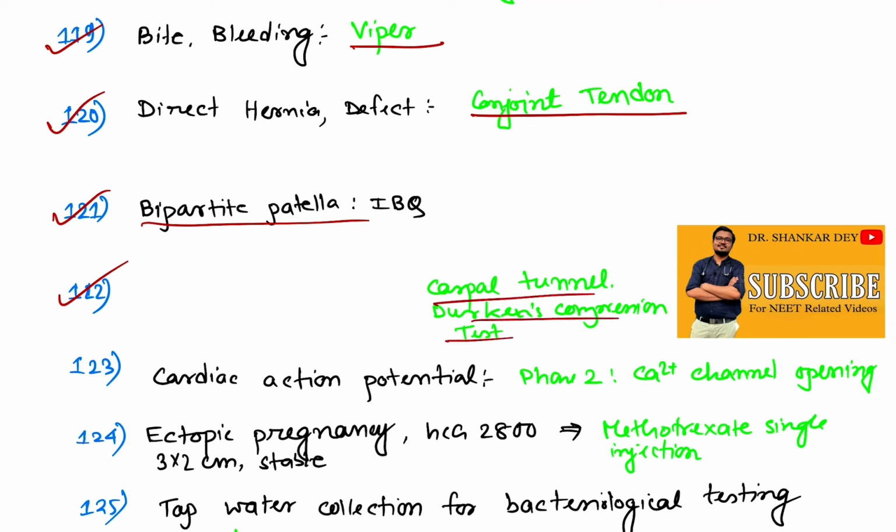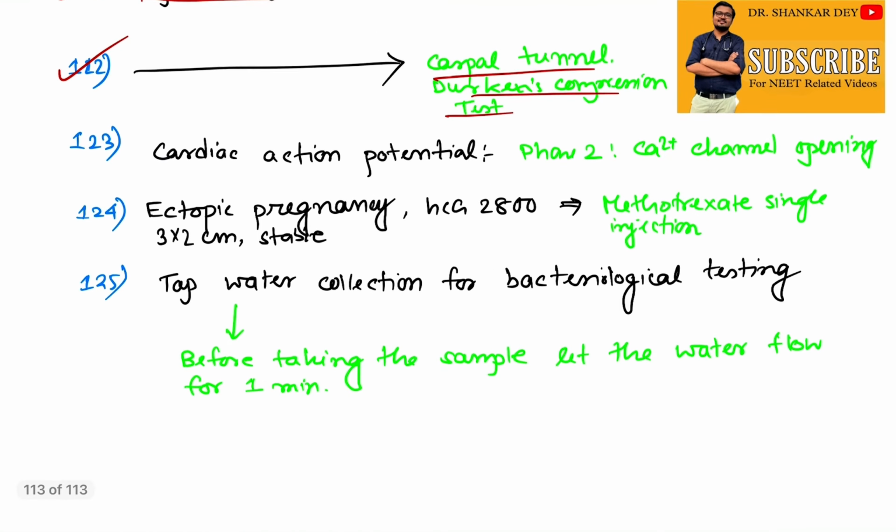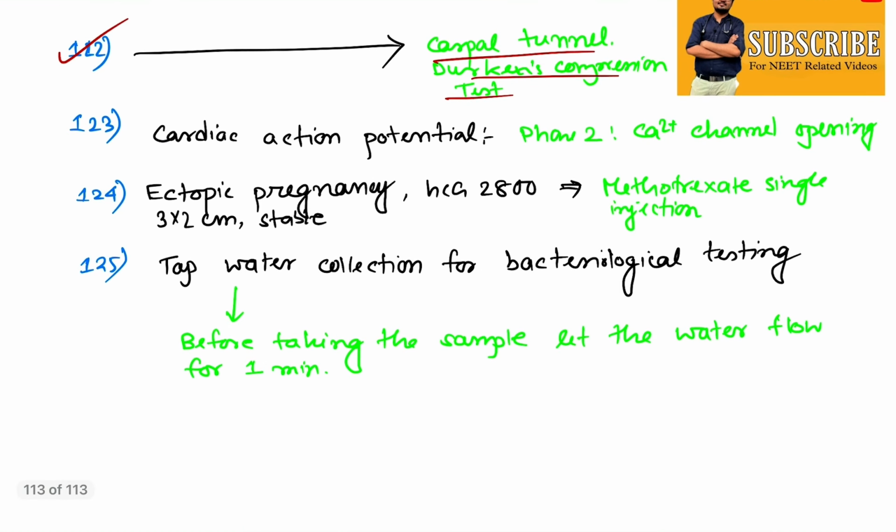Then one question about carpal tunnel syndrome, Durkan's compression test. I think a question was there, I don't know what the actual question was, but probably it was about carpal tunnel syndrome and Durkan's compression test. Do comment in the comment section what the actual question was.